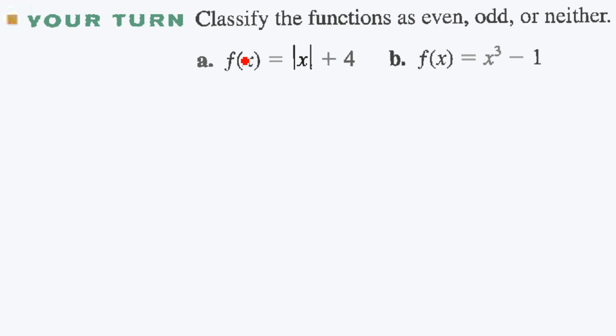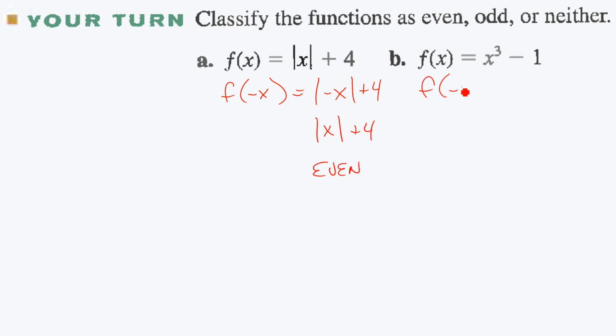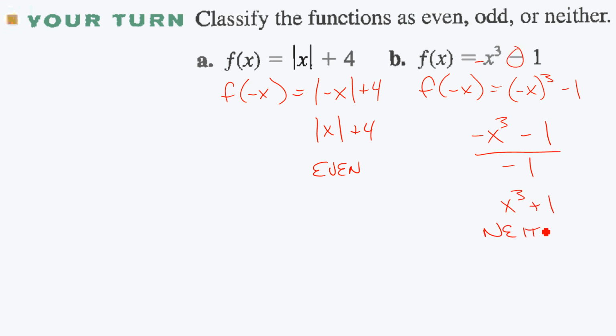All right, hopefully you got even for the first one, because if you plugged in negative x, the absolute value of negative x just turns back into the regular absolute value of x, which is what we started with. And the second one, hopefully you got neither, because if you plug in negative x cubed, you end up with negative x cubed minus 1. Not what we started with here. We divide by negative 1, we get x cubed plus 1, which is not what we started with there. So this is a neither.